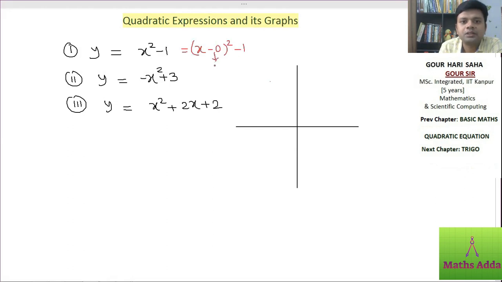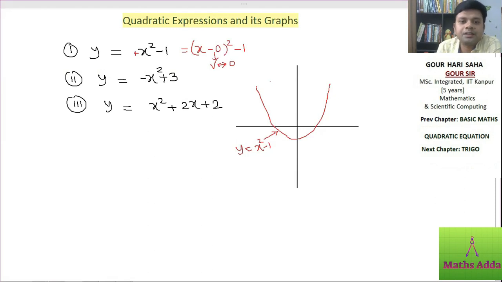So vertex is 0. And then it is what? Y, and it is positive here, right? So it is open upward. Open upward, vertex 0. So it should be like this one, open upward, vertex 0. So it should be like this, right? But what it says, it is minus 1. So it will come down by 1. So it will be like this one, right? So we got this is y is equal to x square minus 1.